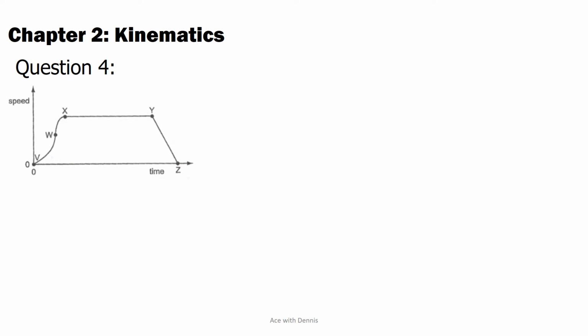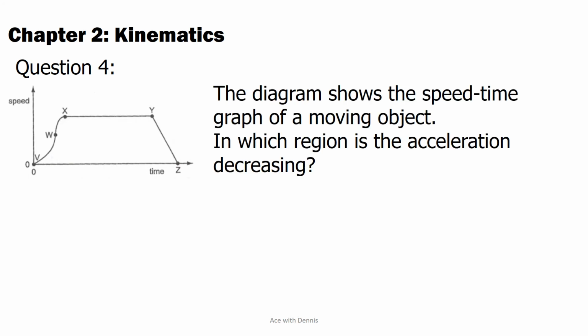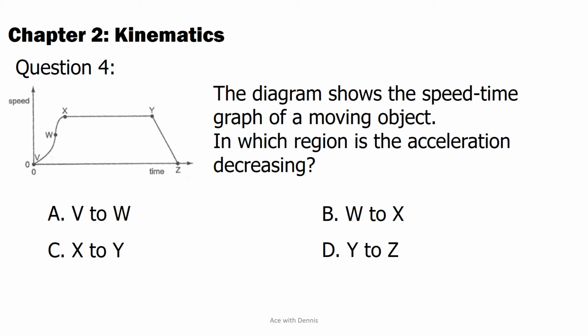Question 4. The diagram shows the speed-time graph of a moving object. In which region is the acceleration decreasing? A. V to W. B. W to X. C. X to Y. D. Y to Z.